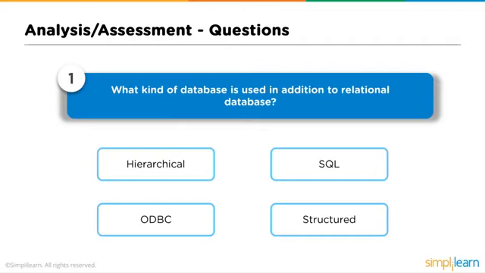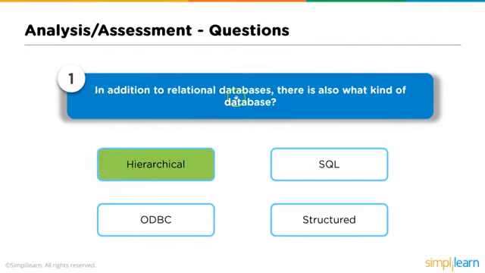Now, this is where the knowledge comes into the picture, where we know the types of databases. SQL, or structured query language, is basically a language that is used to interact with relational databases. ODBCs are drivers that allow applications to connect to databases. And relational database is a structured database. So the only option that is left is a hierarchical database, which is a kind of database apart from a relational database. There can be some similarities over here, but this is what the question is about, the types of databases. So you can change this to, in addition to relational databases, there are also what kind of databases? And the answer to that would be a hierarchical database.